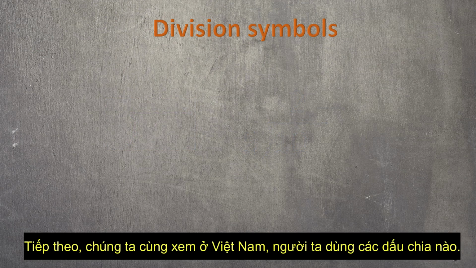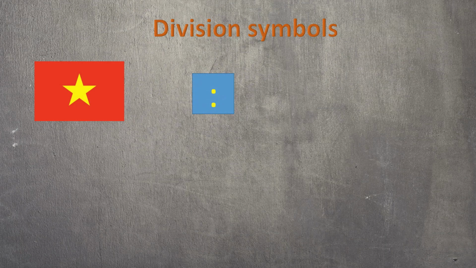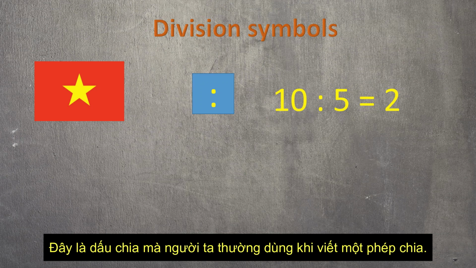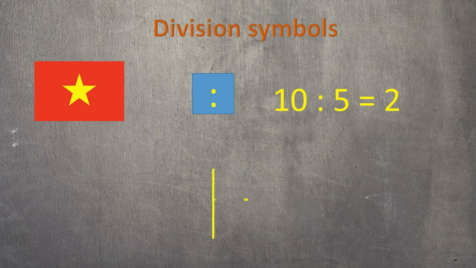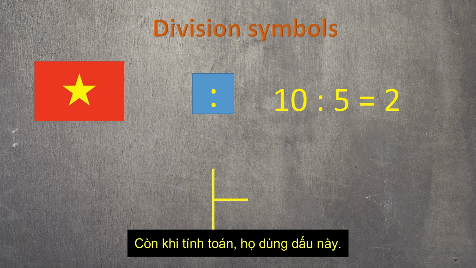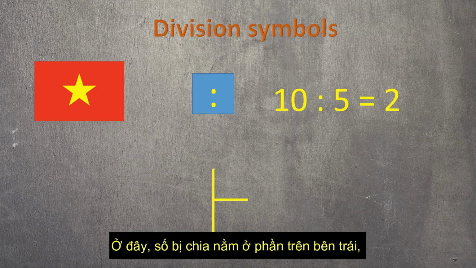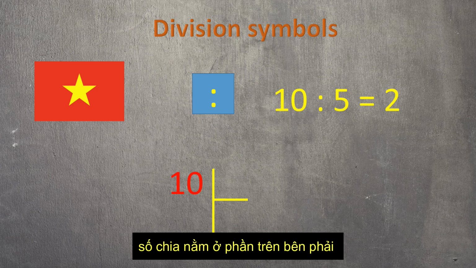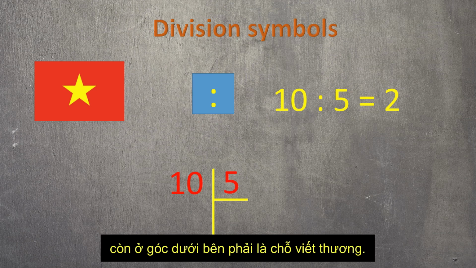Next, we'll see what symbols people in Vietnam usually use for division. When writing a division equation, they use this symbol. And when calculating, this symbol will be used. With this one, the dividend will be on the top left of the symbol, while the divisor is on its top right and the bottom right is the position for the quotient.